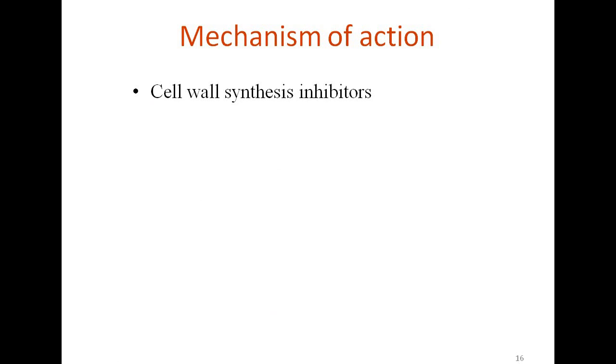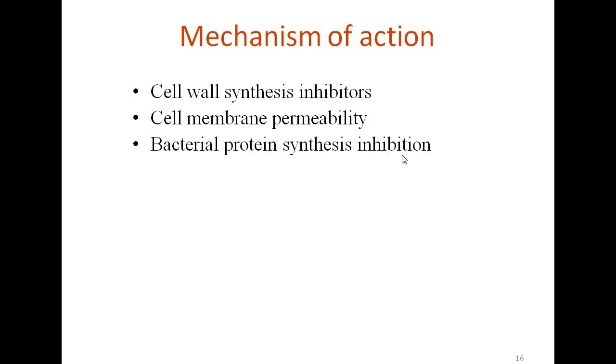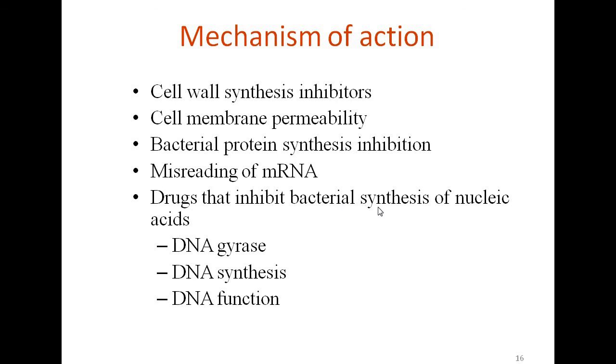Now coming to some of the examples: cell wall synthesis inhibitors, cell membrane permeability altering drugs, protein synthesis inhibiting drugs, drugs which cause misreading of the messenger RNA, drugs which inhibit synthesis of bacterial nucleic acids by inhibiting DNA gyrase synthesis or DNA synthesis or DNA function. And then we have antimetabolites, that is, these antimicrobials interfere with the formation of precursors of DNA and RNA.